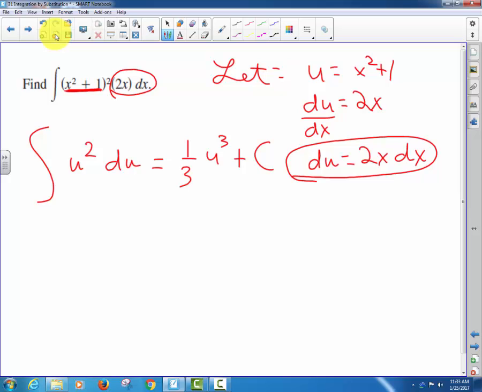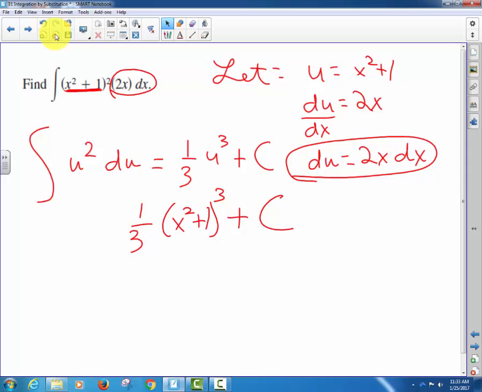But our original problem had x's in it, so how can we get back to x's now, class? We're going to substitute back in. We're going to say this is the same as 1/3 times x squared plus 1 cubed plus c. And if we take the derivative of that, again, we get to use the chain rule. We bring the 3 down, it's going to cancel out. So we'd have x squared plus 1 to the second power, because remember chain rule, we're taking the derivative. We reduce it by 1 power times 2x, because the derivative of x squared plus 1 is 2x. So we get back to where we started from.